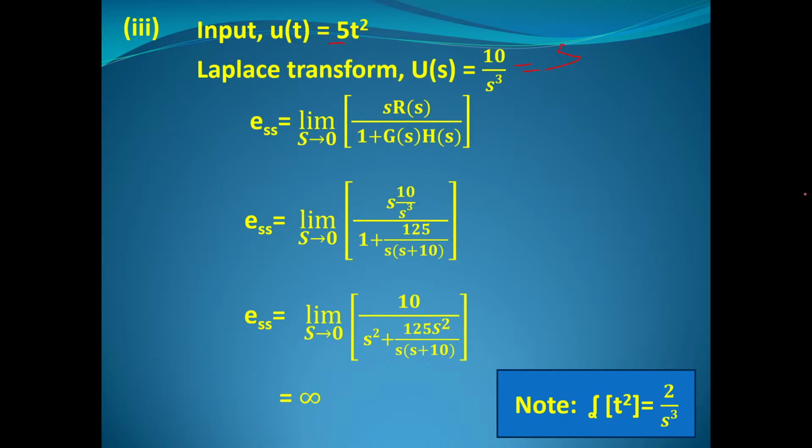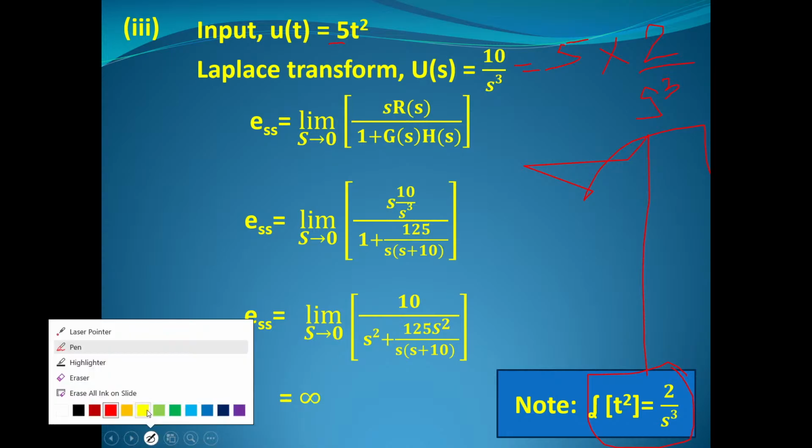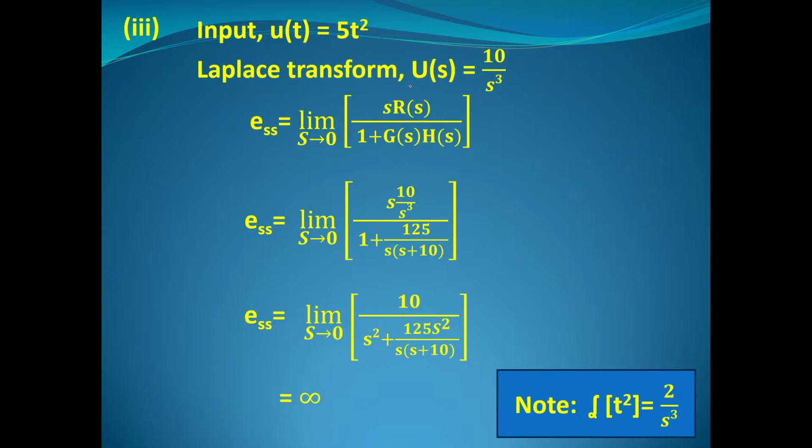I am unable to write 5 into 2 divided by s cube. Okay, this is 5 into 2 by s cube. So 5 into 2, this is 2 by s cube. This is it. Laplace of t square is 2 by s cube, so 5 into 2 by s cube, you will get 10 by s cube. That is our U of s here.